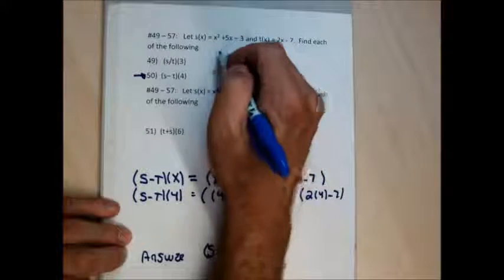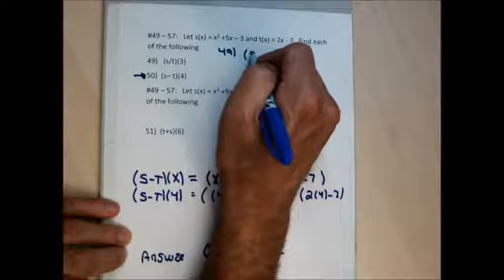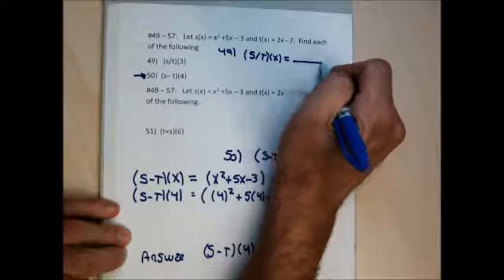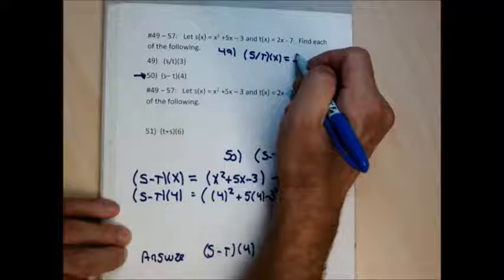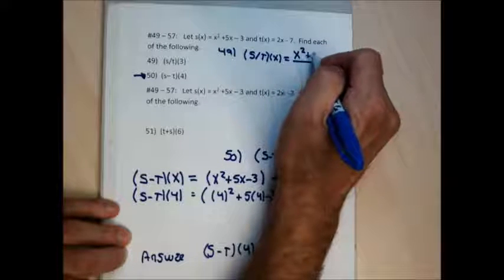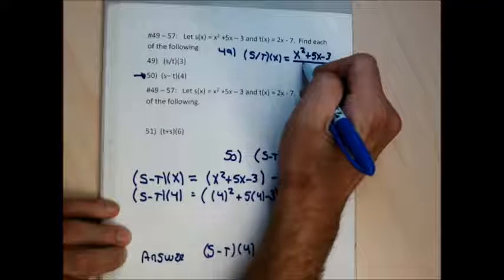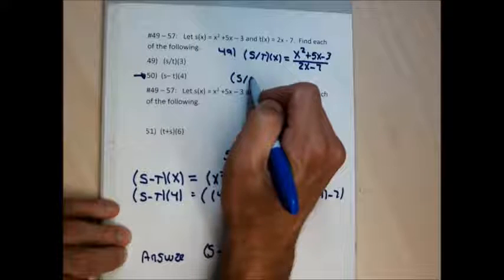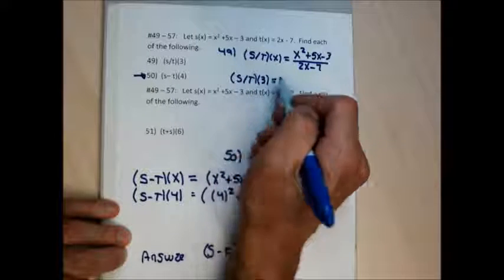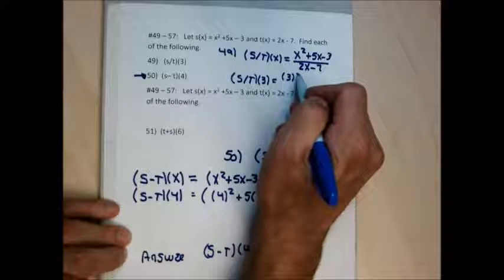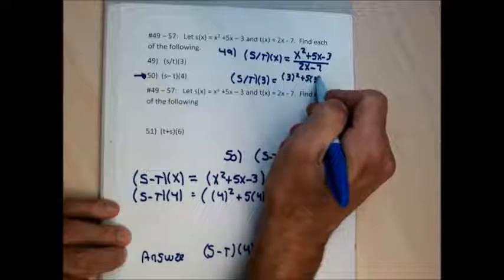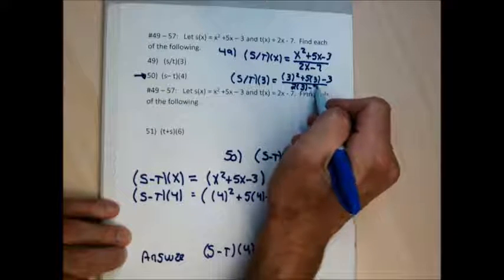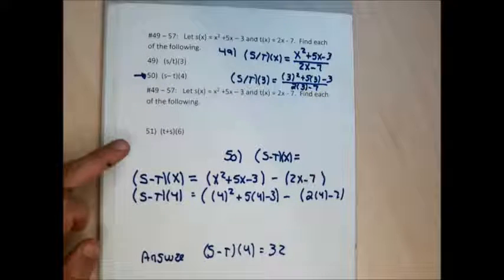For 49, when you get started, you're going to start off figuring out what s divided by t of x is. And for fractions or division, you don't need parentheses. In the numerator, you're going to write x squared plus 5x minus 3, which is the s. In the denominator, you're going to write 2x minus 7. And then for your second step on 49, you're going to change the x's to 3's on both sides of the equation, and you're going to get 3 squared plus 5 times 3 minus 3 over 2 times 3 minus 7, and then you just simplify that. 51 will work a lot like my 50.